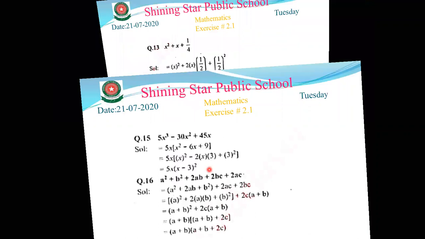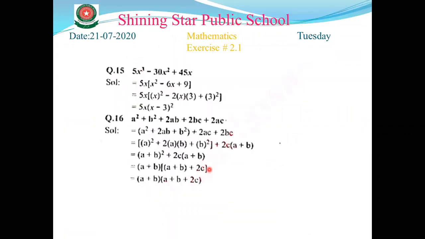Okay. Question number 15. As we know that 5x is common in all the three terms, so we take the common 5x out: x square minus 6x plus 9. Now when we take the common 5x, we come to know that x square is the perfect square of x. At the last, 9 is the perfect square of 3. So x square and 3 square.